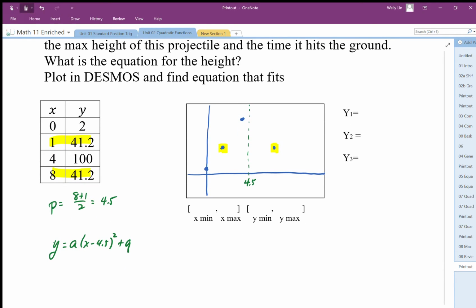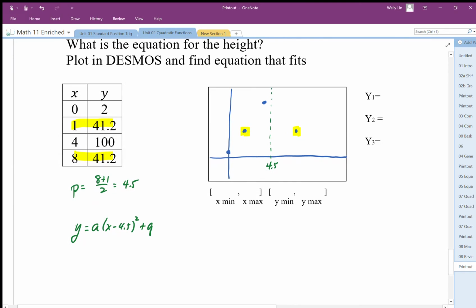We need to solve for the a and q values. So we're going to use two coordinates to do that. I'm going to substitute in y is 2 when x is 0. And I'm going to come up with a second equation when y is 100. We'll use these two coordinates because they just seem to be a little bit easier without the decimal, when x is 4.